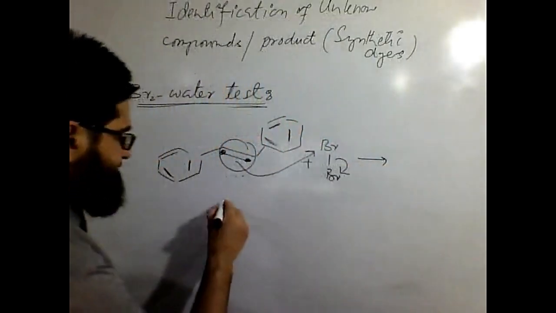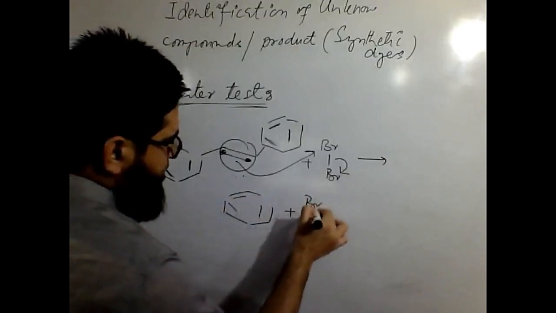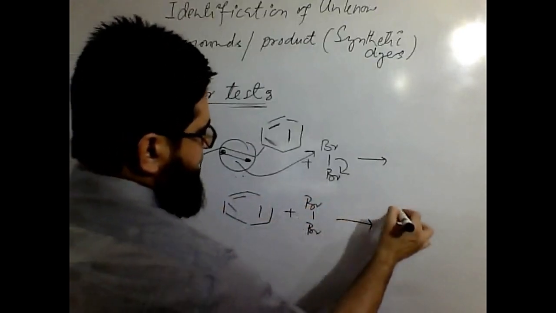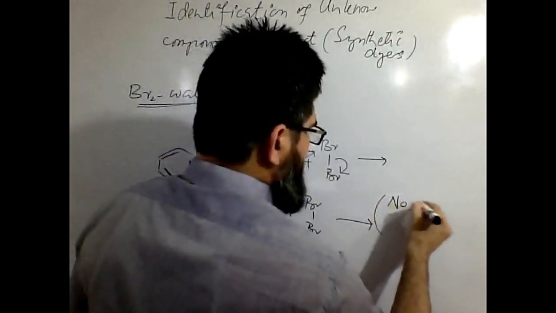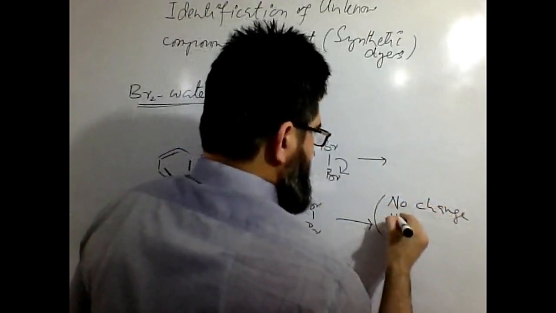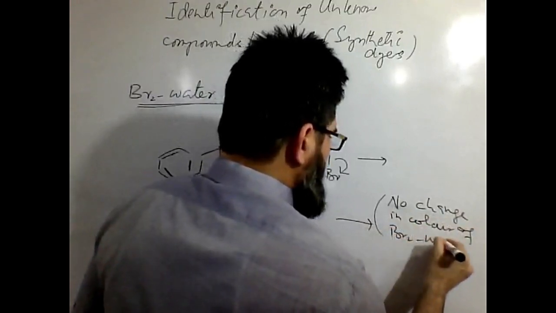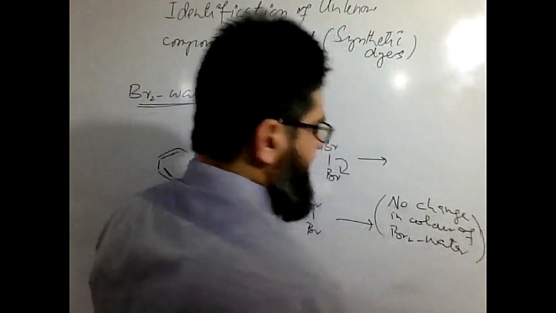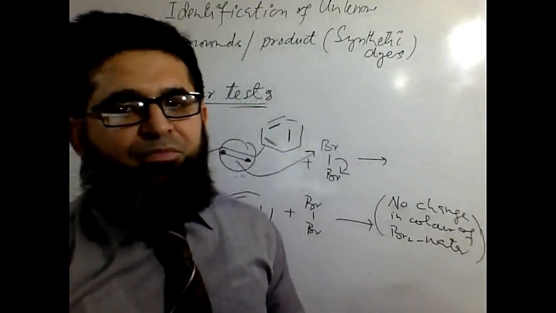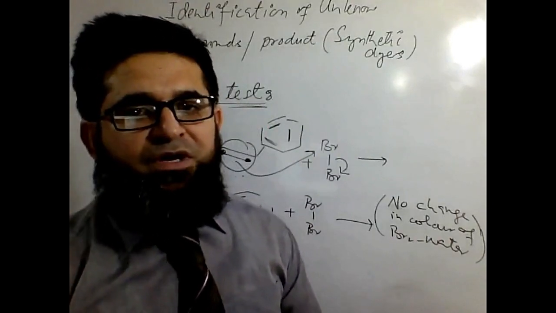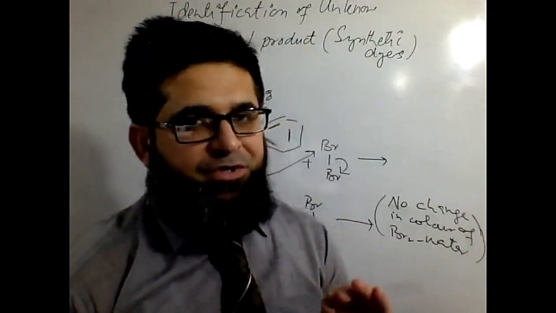Let's say you have benzene and you perform the bromine water test. There will be no change in the color of the bromine water, meaning it will remain brownish. Why? Because there won't be any reaction. The bromine molecule will not react with benzene. That's why the color will not disappear.